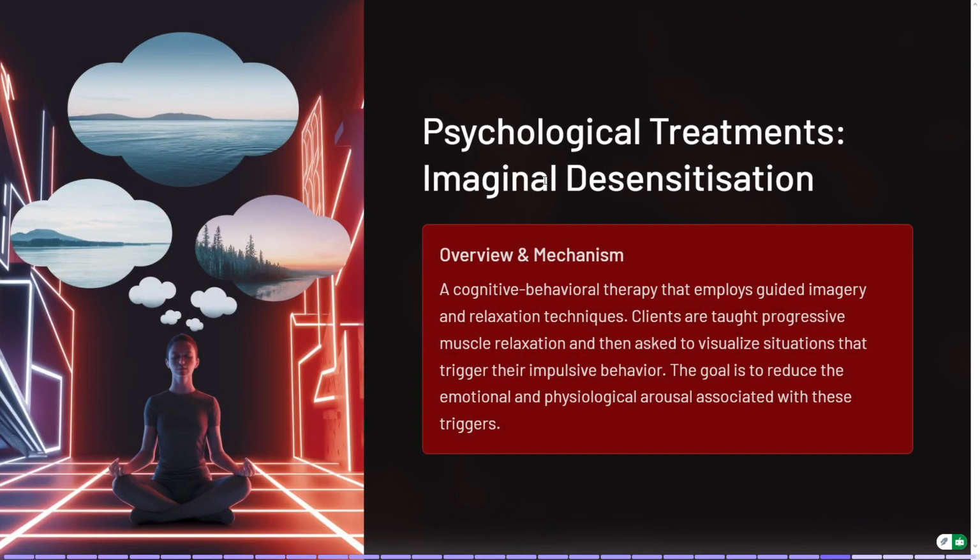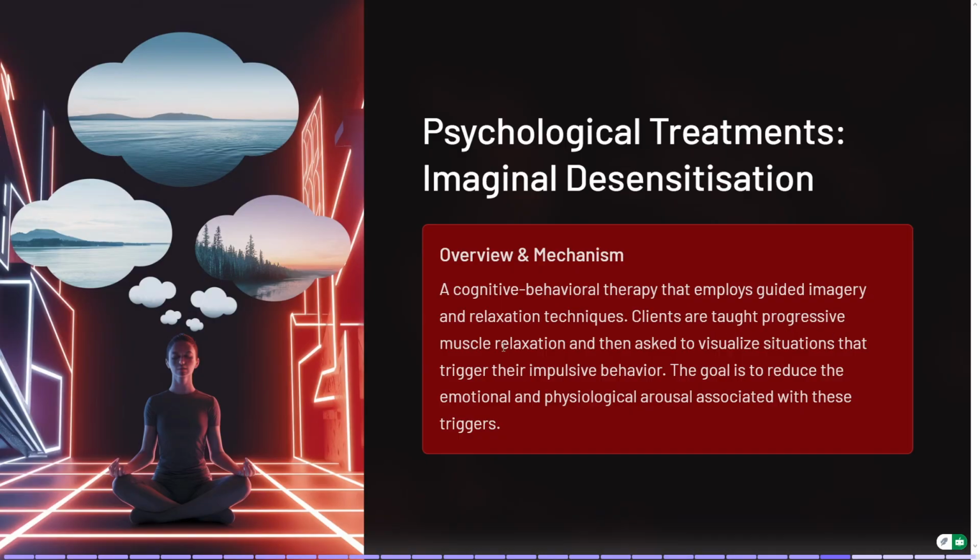So psychological treatment, imaginal desensitization, this is another one. Aside from covert sensitization, the second one is imaginal desensitization. This is a cognitive behavioral therapy that employs guided imagery and relaxation techniques. Although to some extent it's kind of similar, it's very different. Covert sensitization, do not forget, relies on classical conditioning where you pair the behavior you want to change with an unpleasant stimulus, something that you do not like. This one, on the other hand, you're able to imagine.